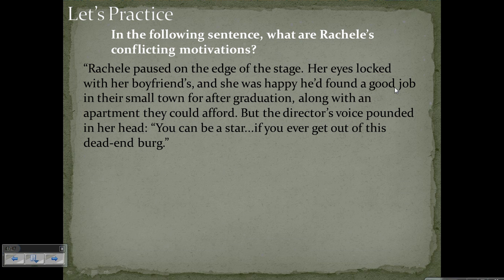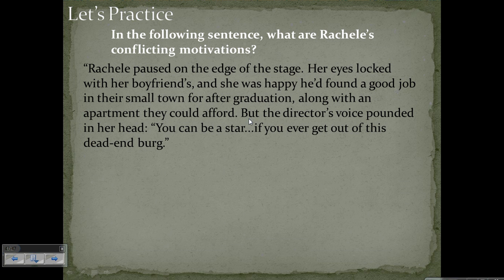So the first thing we notice is that she pauses on the edge of the stage. So we already know that she's not moving forward, so she's stopping to think about something. Then her eyes meet with her boyfriend's, and she was happy. So clearly this boyfriend is somebody that she loves, and something that has happened to him has caused her to be happy. We further learn he found a good job in their small town for after graduation and an apartment they could afford. So she's happy for the good things that are happening for her boyfriend.